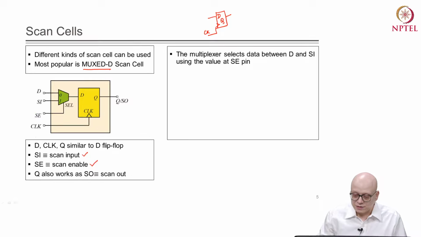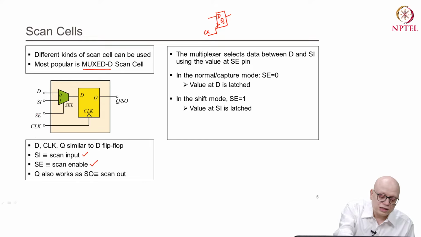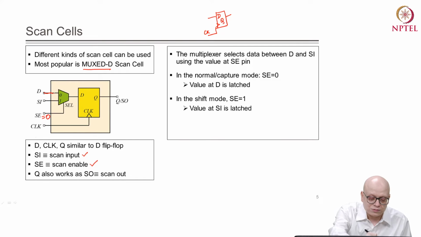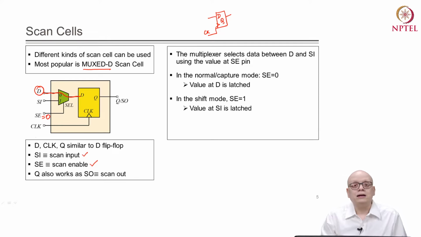Now, if scan enable is equal to 0, then this path will be active and this flip flop will latch whatever was there at the D input, right. So, when scan enable is equal to 0, this scan cell is working as a normal flip flop, right. Whatever is at D will be captured when the positive clock edge appears at the clock pin, and that will appear at the Q pin, right.